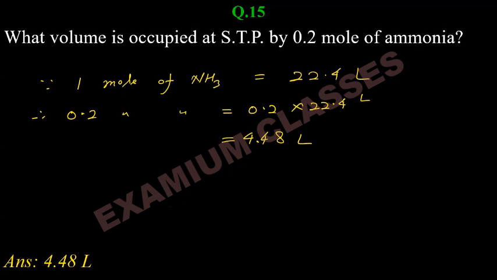Sir, if it were mass, then we would have used 0.2 into 17, no? Yes, 17, because molecular mass of ammonia is 14 plus 3, which is 17. Yes, correct.